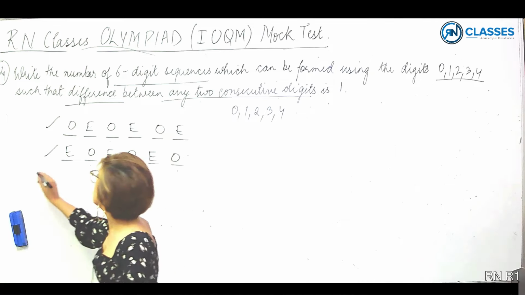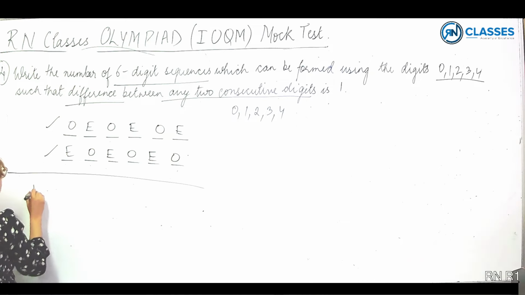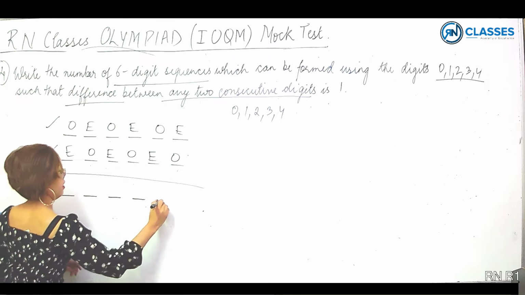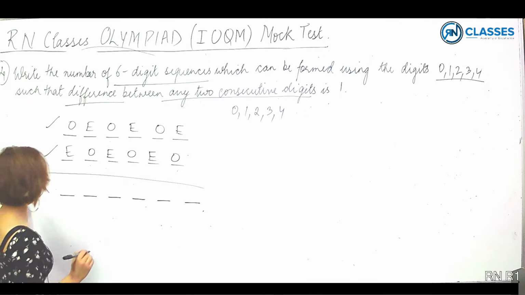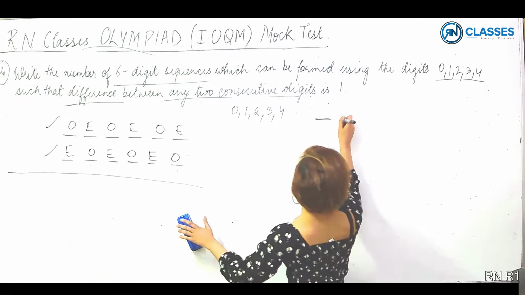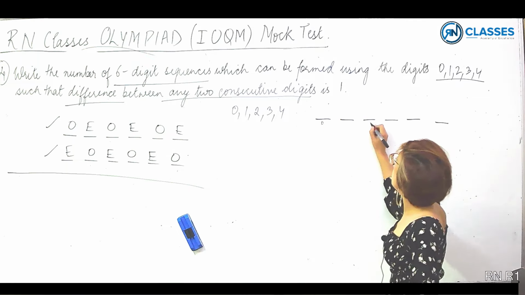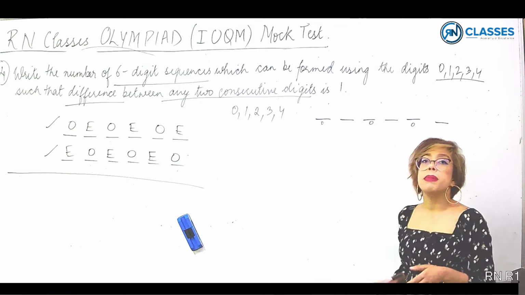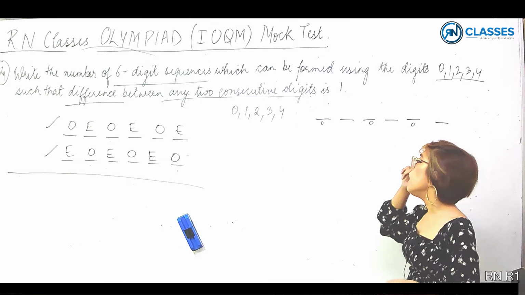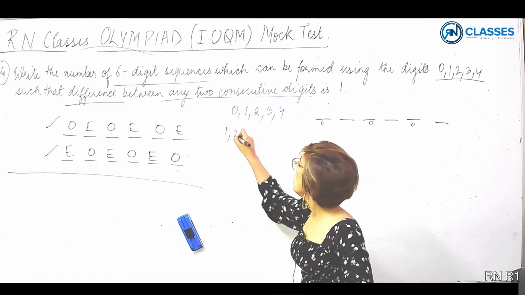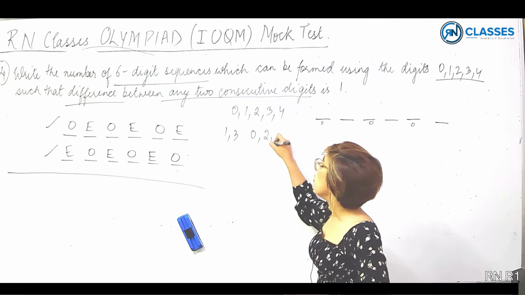So let me consider my first case, which is this one. In fact, let me write it there. 1, 2, 3, 4, 5, 6. Now, here I have to put in odd, and obviously the remaining places have to be filled with even. The odd numbers I have are 1 and 3. And the even numbers I have are 0, 2, 4.